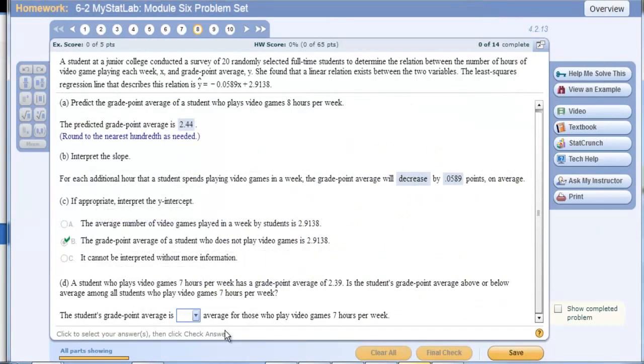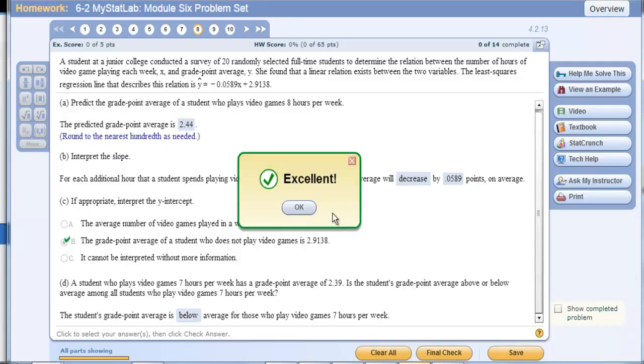2.5015, so that is larger than this GPA, so the student's grade point average is below average for those who play video games 7 hours per week, because they're at 2.39 and we calculated it to be 2.50. So let's take a look at that. Looks good.